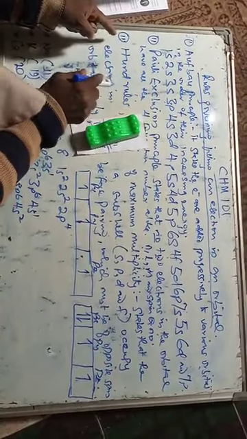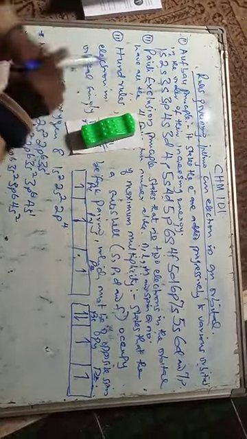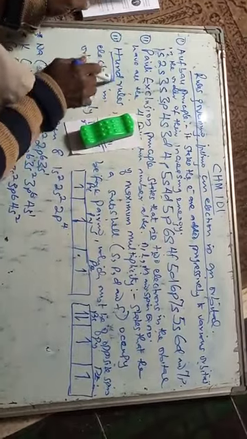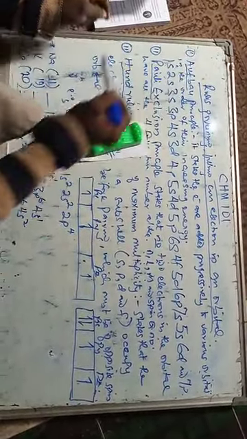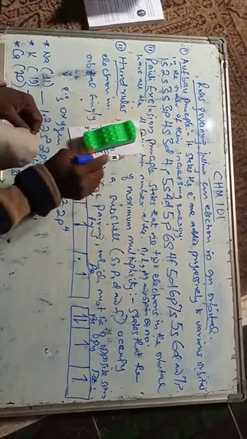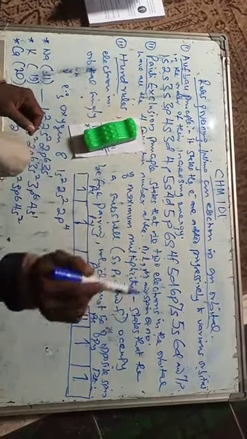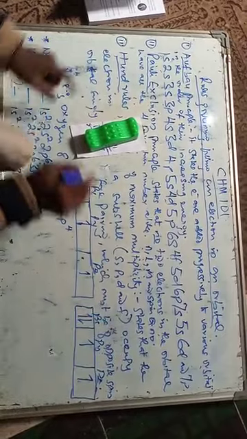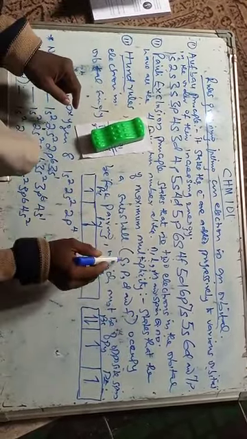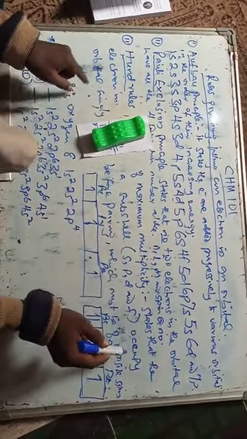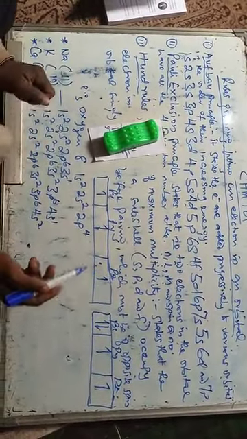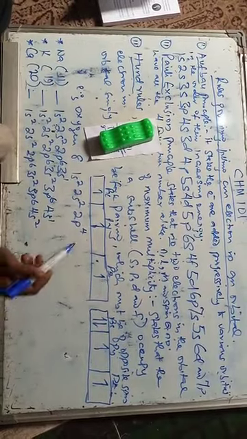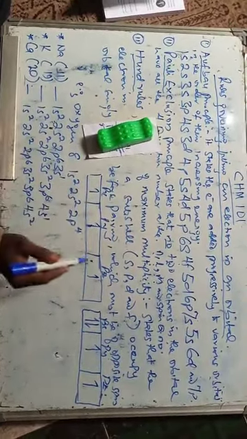The next rule governing the filling of electrons is Hund's rule. We have stated that of Aufbau, we have stated that of Pauli, and the next one is Hund's rule. Hund's rule of maximum multiplicity states that electrons in a subshell, s, p, d, and f, occupy orbitals singly before pairing.